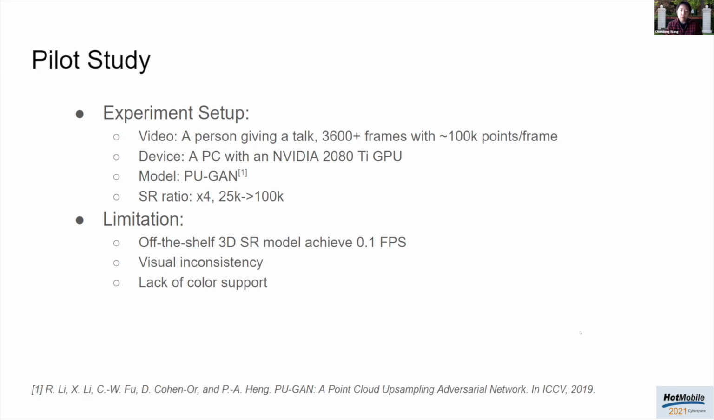First, 3D SR inference is quite computationally intensive. Most 3D SR models can achieve only 0.1 frames per second, which is far from acceptable on mobile devices. Second, if we do super resolution frame by frame, the upsampled points may shift randomly in consecutive frames, which will lead to visual inconsistency. Third, there's also a lack of color support for upsampled points. In this paper, we try to address these limitations with our own approach.